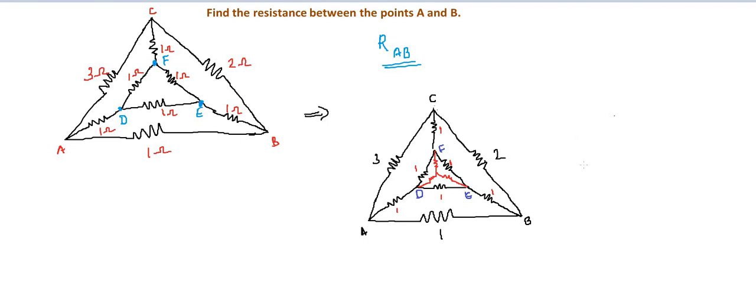So what I am going to do is I am just drawing the inner loop, that is DEF here. Each of the resistors is having 1 ohm resistance. So this is the inner delta connection, that is DEF, and we are going to convert it into a star connection.